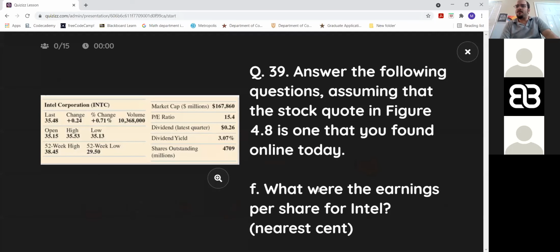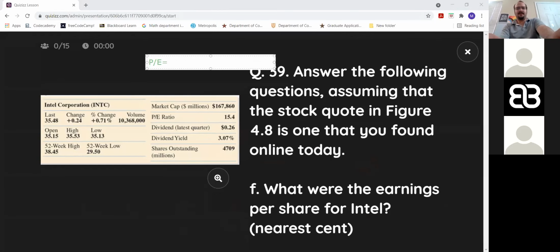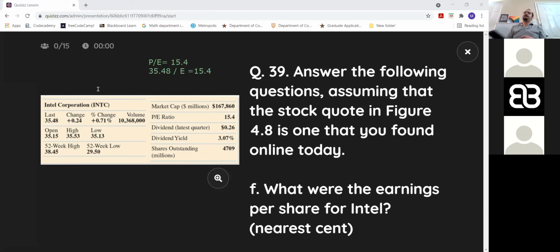And so now we get another question. What were the earnings per share for Intel? And so we're still using the current price on this one. This tells me P divided by E is what, 15.4? And so if I know my price is 35.48, I'm probably giving you too much information. How do I figure out what E is? That's what we have to do here. We know the price. We know the price divided by earnings ratio. And now we want to find out what the earnings would be. And this should be a dollar amount to the nearest cent.